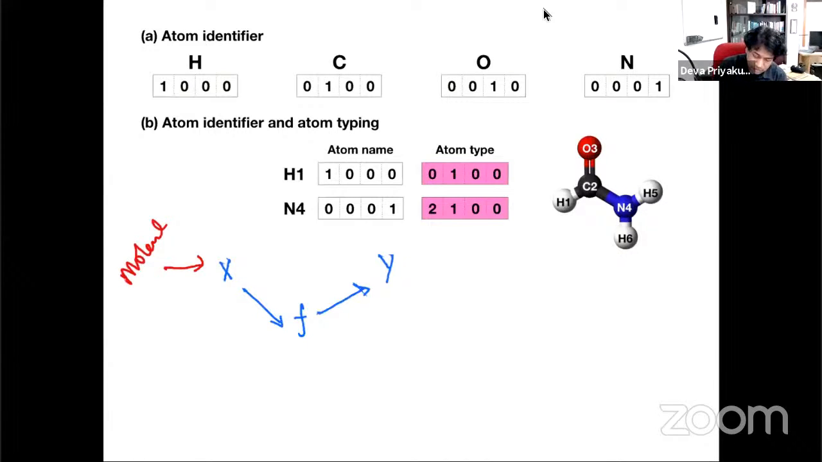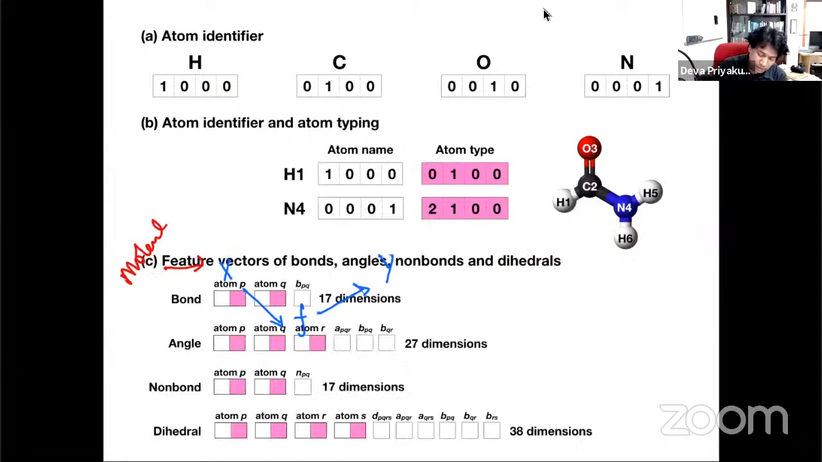X could be something that is derived from molecules, right? So you have a molecule, and then how do I represent the molecule in terms of X? That's basically this particular slide. I'm representing a molecule in terms of its bonds, angles, non-bonds, and dihedrals. We'll not go into the details of this. It's just one way, or we came up with this way of representing molecules for doing this exercise.